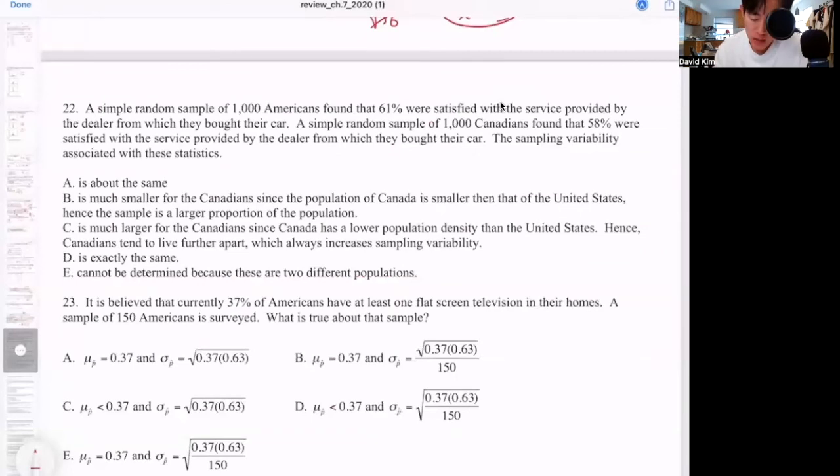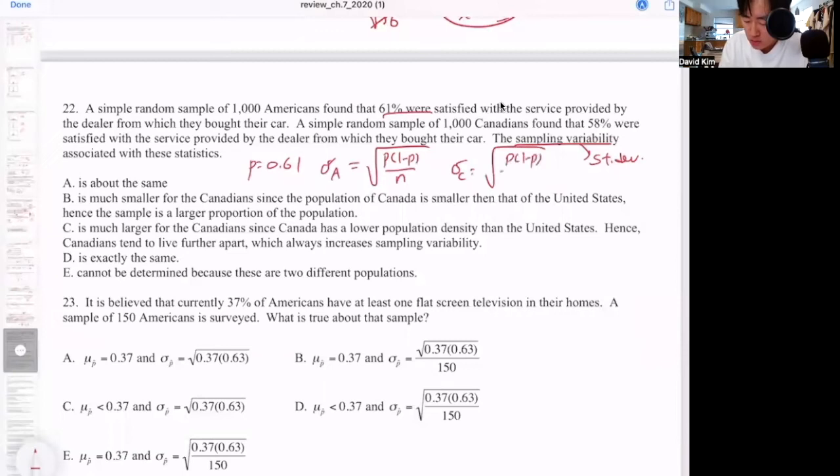22, a simple random sample of 1,000 Americans found that 61% were satisfied with the service provided from the dealer, so I'm going to write 0.61. A simple random sample of 1,000 Canadians found that 58% were satisfied. Sampling variability can be measured by the standard deviation. So let's find the standard deviations for the Americans and the Canadians alike. Since I'm given proportions, the standard deviation is the square root of P times 1 minus P over n, for each.